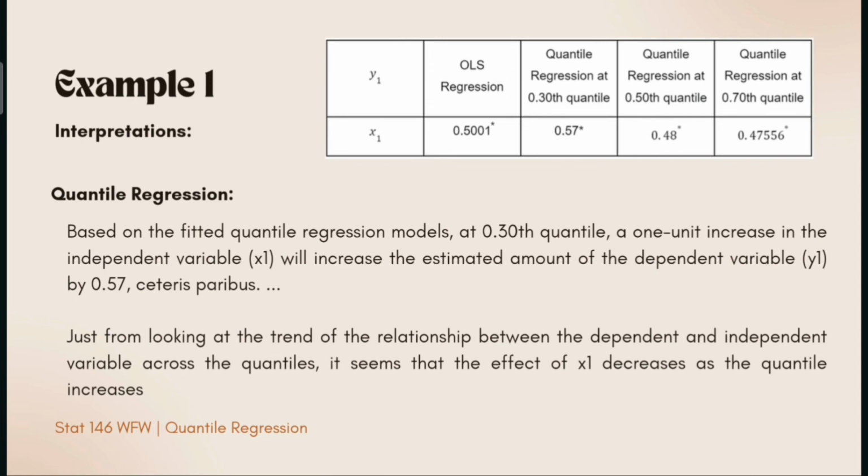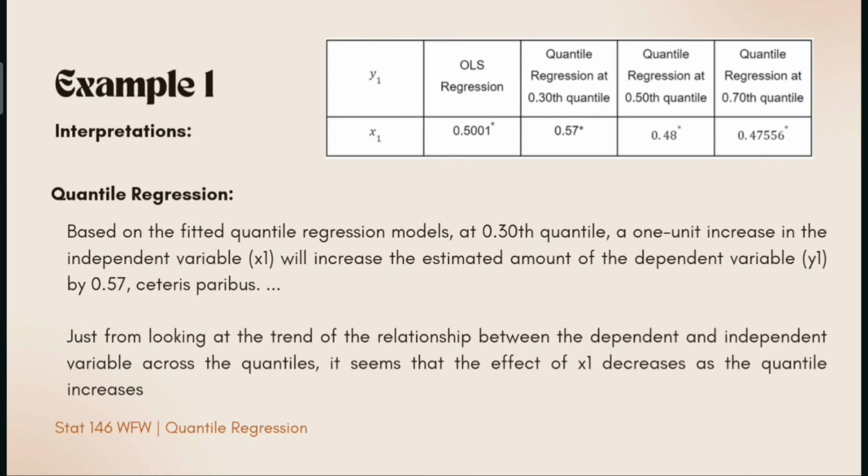For the quantile regression naman, we interpret them like this. Based on the fitted quantile regression models, at 0.30th quantile, a 1-unit increase in the independent variable will increase the estimated amount of the dependent variable by 0.57, ceteris paribus. Ganito natin siya i-interpret per quantile. Bale, same lang with OLS, ang kaibahan lang ay may binanggit tayong certain quantile.